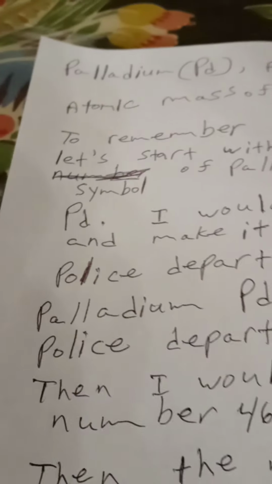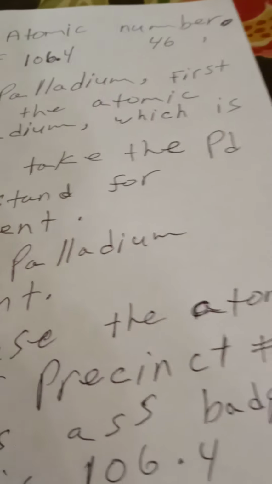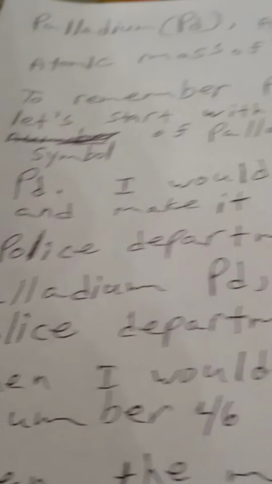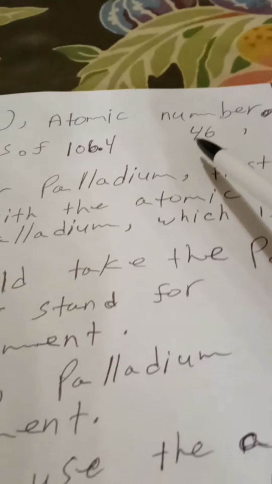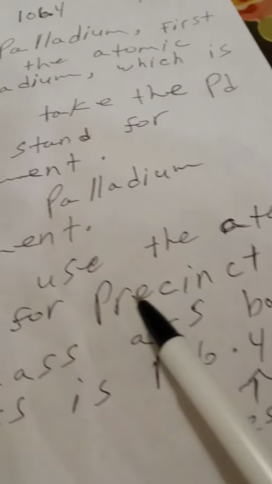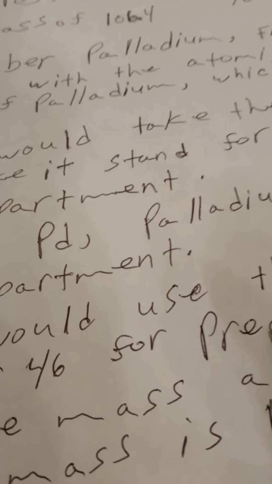Now, I want to show you what's going on. Let's keep going, okay? And then you see a sign on the police station that says PD, Palladium Police Station, and we know that the atomic number is 46. So we'll put down precinct 46 on the building, for the atomic number is 46. So we got PD Police Station, precinct 46. Okay?